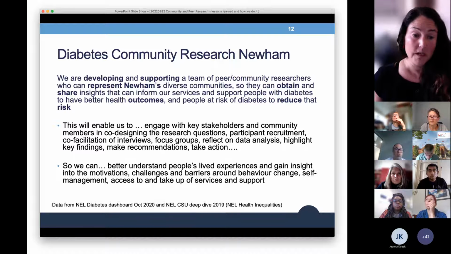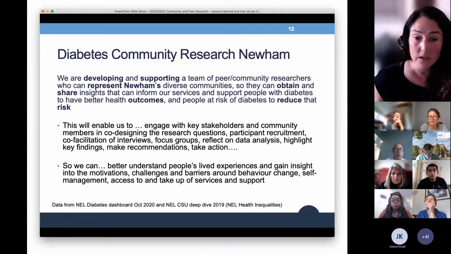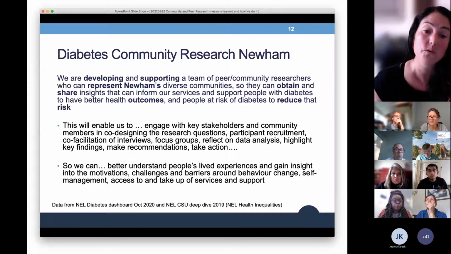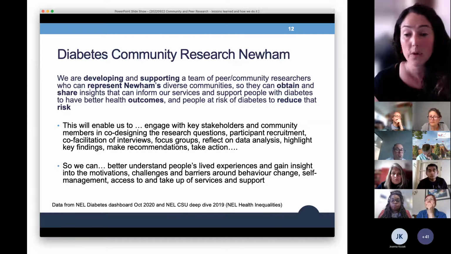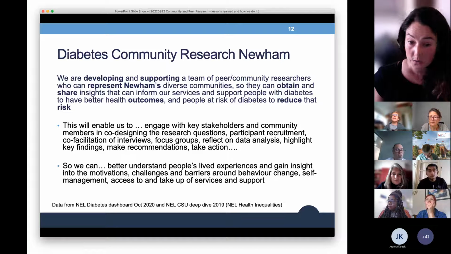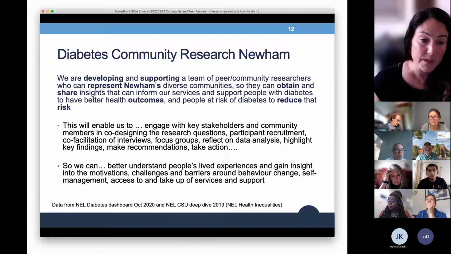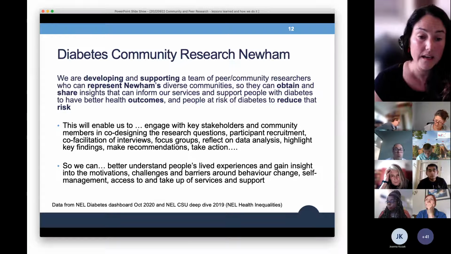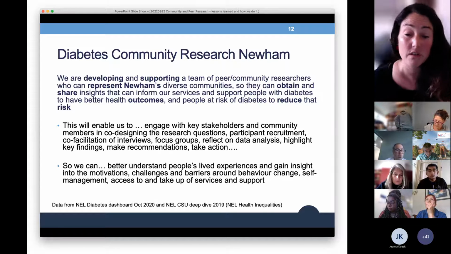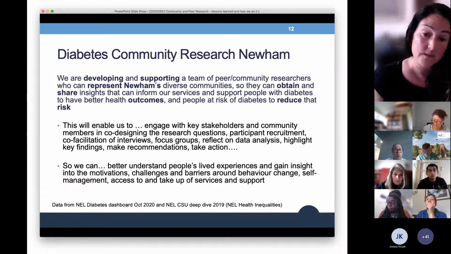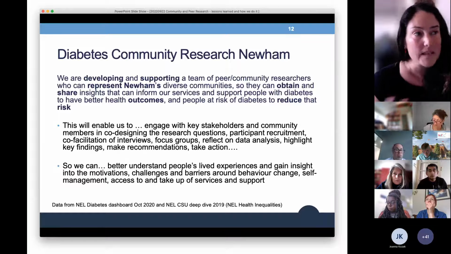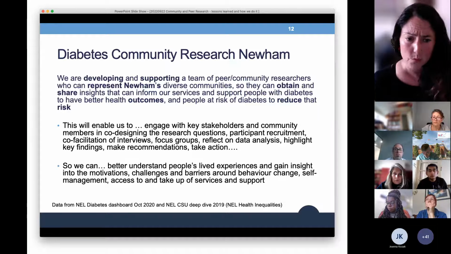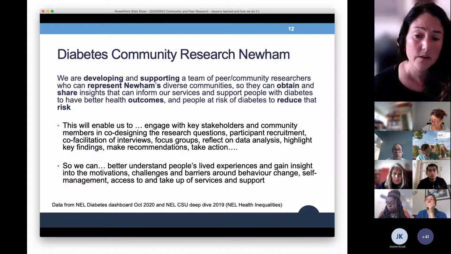The reason we're doing it this way is that having a community research team enables us to engage with people in a different way. We can engage with community key stakeholders and other community members, and we involve the community research team in co-designing our research questions. It's not that we say, you need to find out just this. We'll work with them and say, this is what Newham is really interested in, or this is what we've heard in some of our data. What should we look at? What do you think is important? And we design those research questions together.